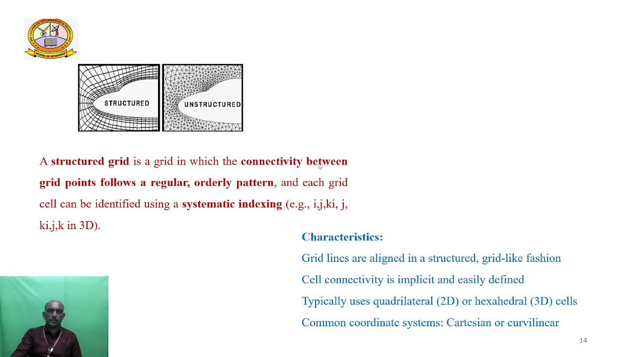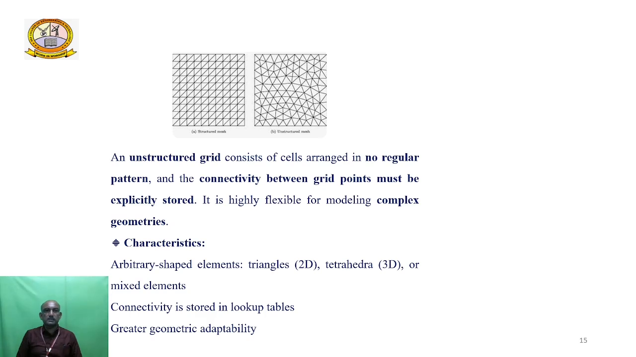In a structured grid, connectivity between the grid points follows regular, orderly patterns. So note down the points: regular and orderly pattern. The curve means that is called a structured grid. You see the unstructured grid, it does not follow a regular or orderly pattern. The structured grid characteristics are that grid lines are aligned in a grid-like fashion. Cell connectivity is implicit and easily defined, typically used in 2D quadrilateral and 3D hexahedral, commonly in Cartesian and curvilinear coordinate systems.